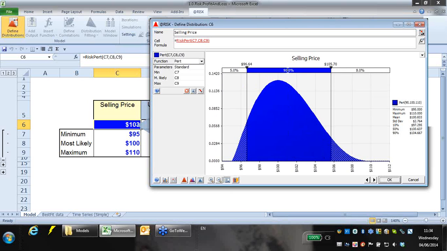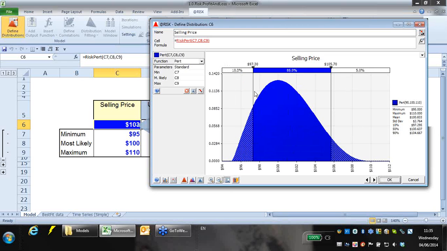These are what we call confidence levels. We talk about confidence levels quite a lot with @RISK, and these values up here are the confidence levels which we would ascribe to any particular input or output. So when we talk about a 5% chance, we're saying that we're 95% confident that our selling price is going to be somewhere between 95 and $105.7, and there's a 5% chance it's going to be more than that.